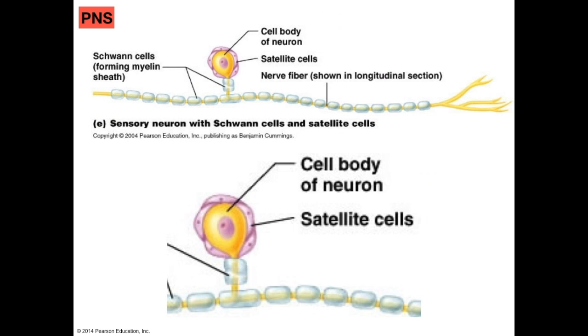And the last type of glial cell is the second type of glial cell found in the peripheral nervous system. These are called satellite cells. They're found around the cell bodies of sensory neurons, which are located, remember, just outside the central nervous system. Satellite cells insulate the cell bodies and help regulate the extracellular fluid around the sensory neurons.